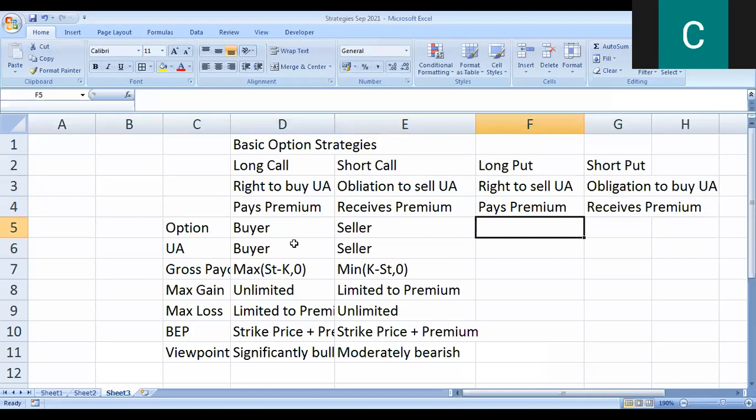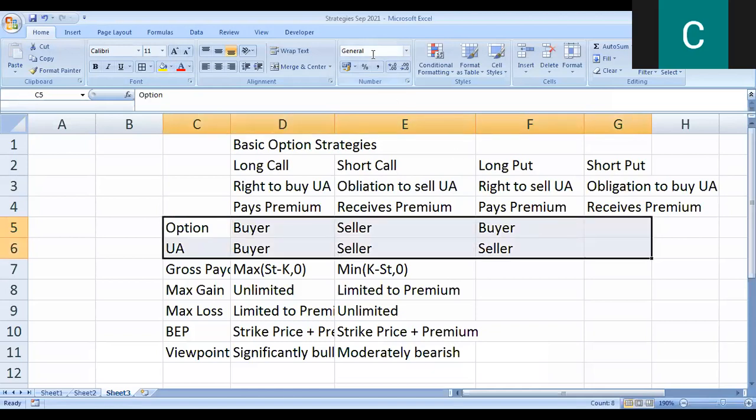Now you come to put option, long put. In case of long put, what is his role? When it comes to option, is he buying the option or selling the option? He is buying the option. But when it comes to the underlying asset, what is his role? Seller. Most of the time there will be a confusion even in this case. That is why I have purposefully added these two lines.